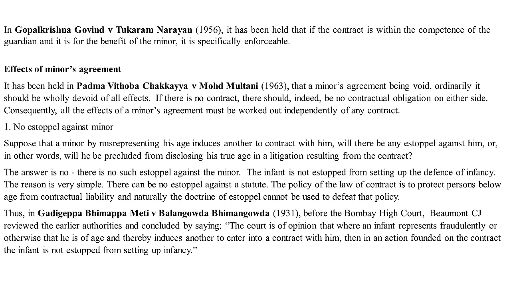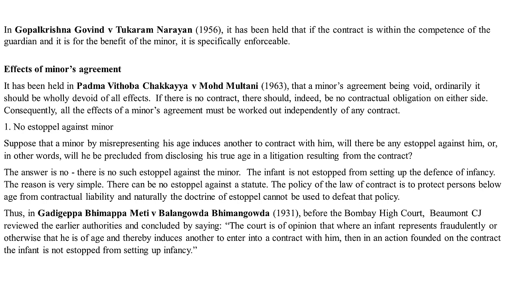The infant is not stopped from setting up the defense of infancy. The reason is very simple. There can be no estoppel against the statute. So the policy of the law of contract is to protect persons below age from contractual liability, and naturally, the doctrine of estoppel cannot be used to defeat that policy.